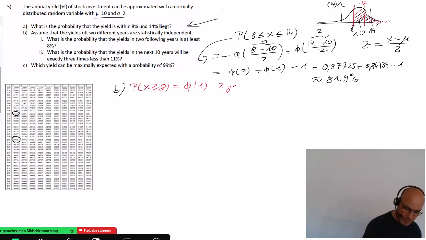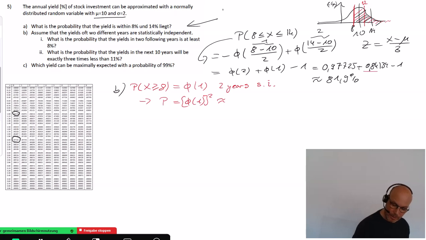2 years, statistically independent means again independence. This we had in the other question. Then we can multiply the probabilities. So we obtain the probability is phi of 1 squared, the one we had here, and this is then roughly 70%.